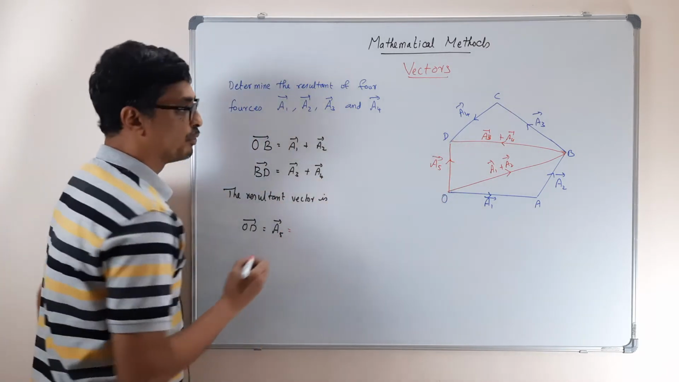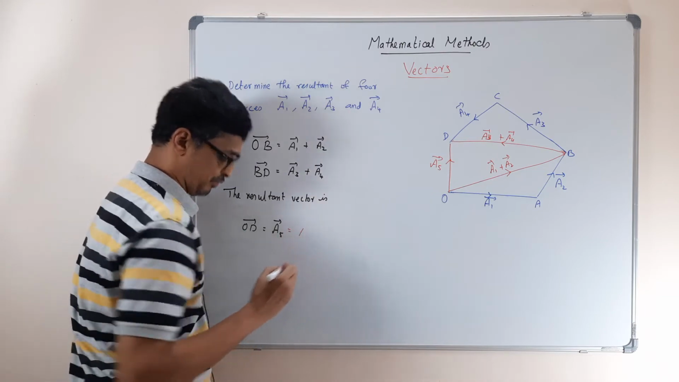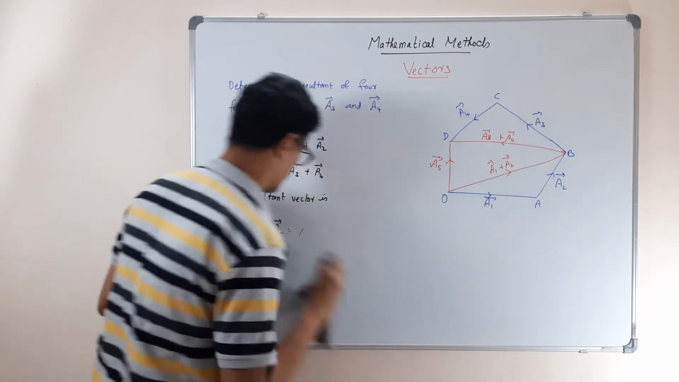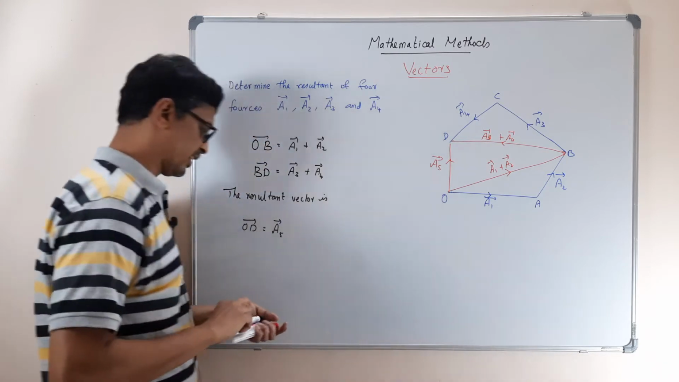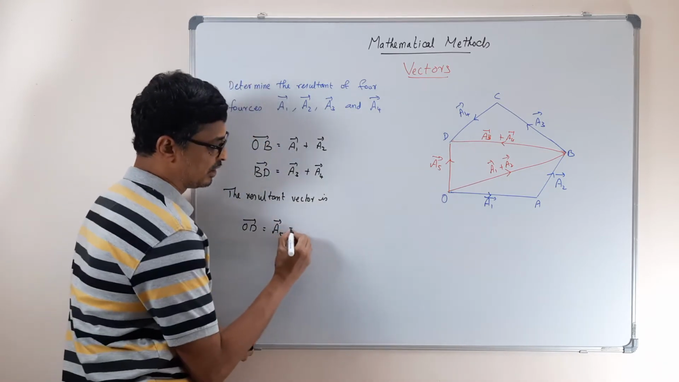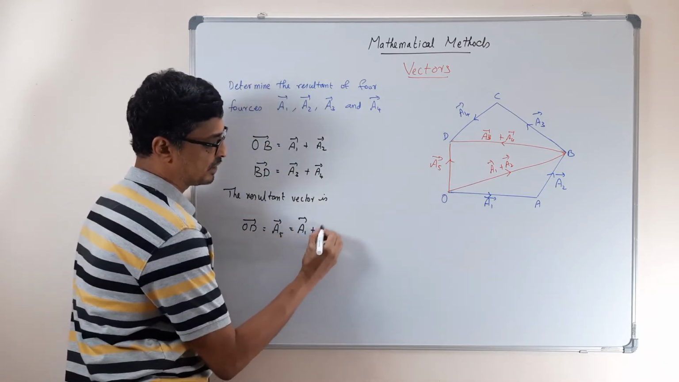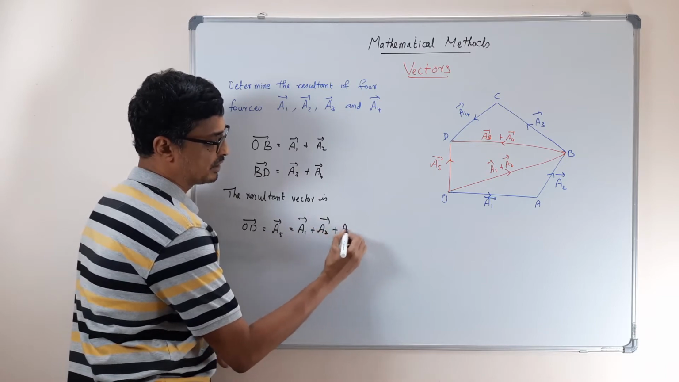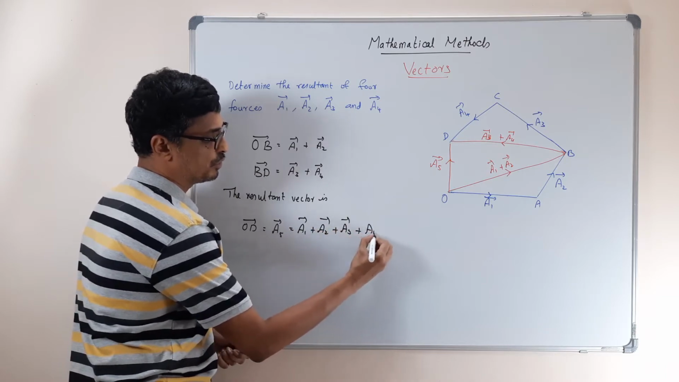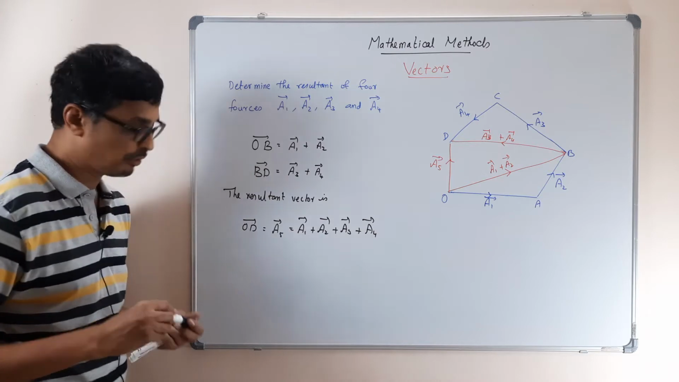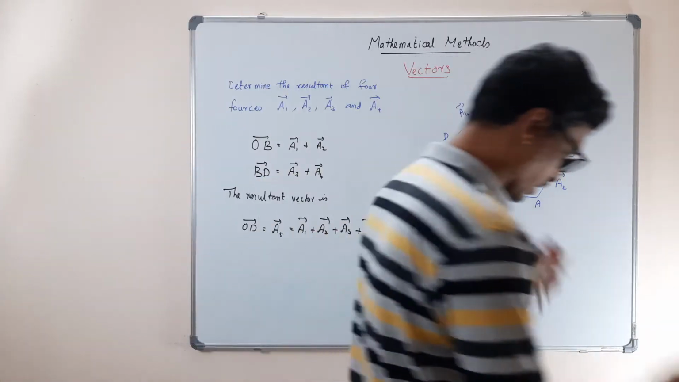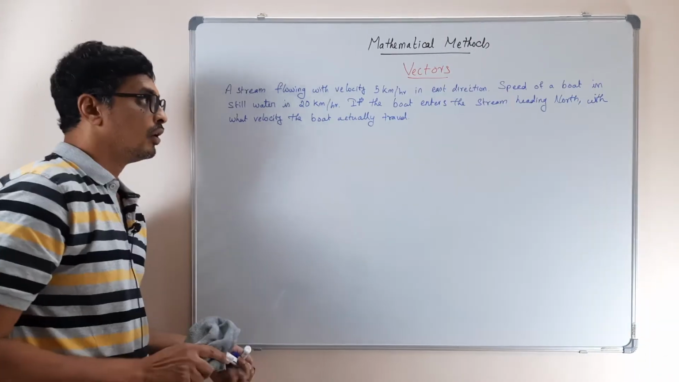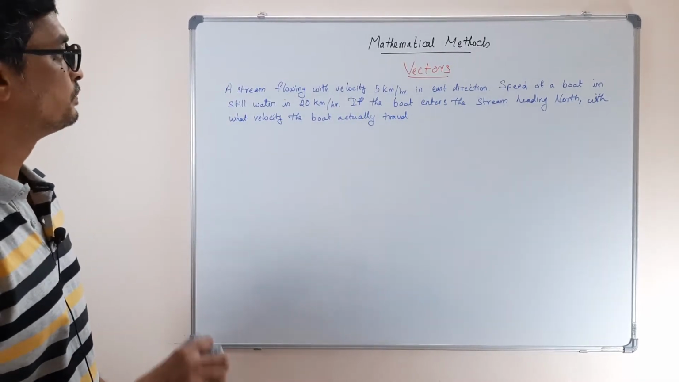What will the A5 vector be? Tell me. A1 vector plus A2 vector, the sum of all the vectors. Yes, correct. That's it. So it will be equal to A1 vector plus A2 vector plus A3 vector plus A4 vector. So that's the resultant of all four vectors. This is an interesting question.